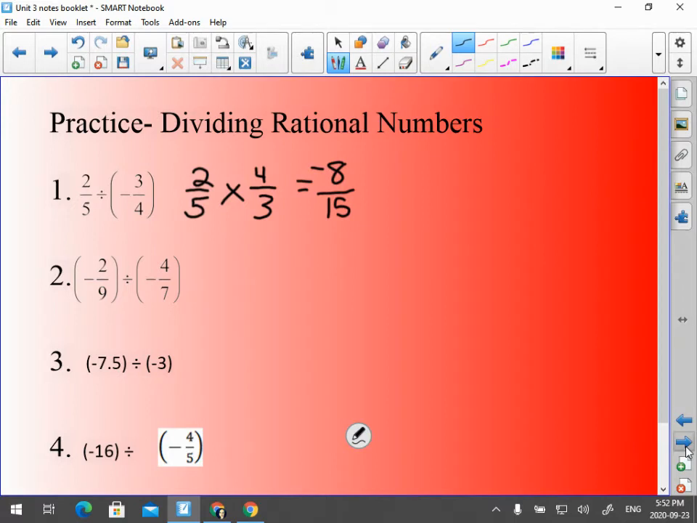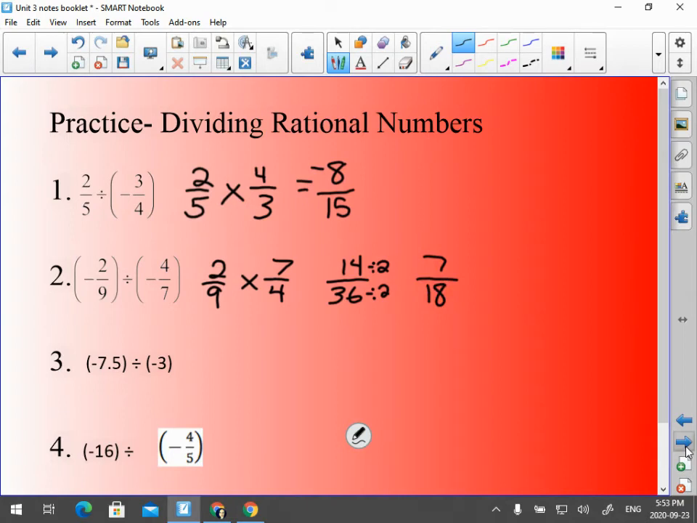For question 2, my steps stay the same. I am saying 2 out of 9. Change my division to a multiplication and do the reciprocal of my second fraction. So I'm trading the numerator and denominator. 2 times 7 is 14. 9 times 4 is 36. They are even numbers, so I know that I can divide. I'm going to choose to divide by 2. What I do to the top, I have to make sure I am doing to the bottom. Now 14 divided by 2 is 7, and 36 divided by 2 is 18.